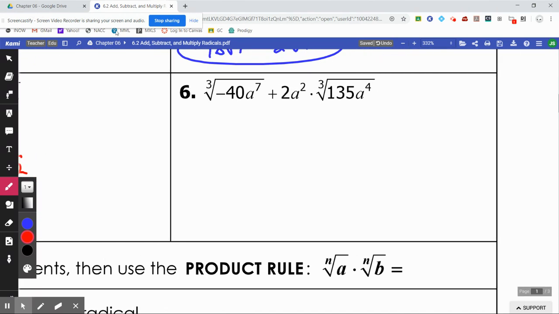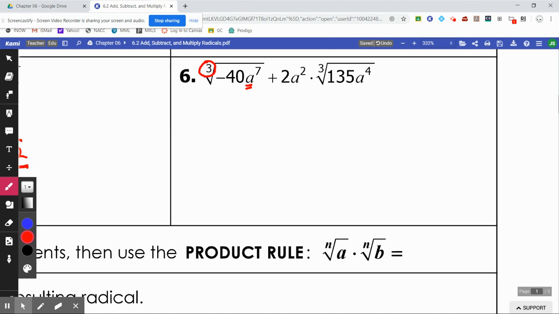Next one: cube root of negative 40, a to the 7th. Remember, since we're taking a cube root, what you split this into must be a multiple of 3. So negative 40 will split into the cube root of negative 8 and the cube root of 5. I'm not going to rewrite it this time since we're getting to the point where we know. For a to the 7th, the multiple of 3 would be a to the 6th, so we split it into a to the 6th and a. So we know this and we know this, so that'd be a negative 2.